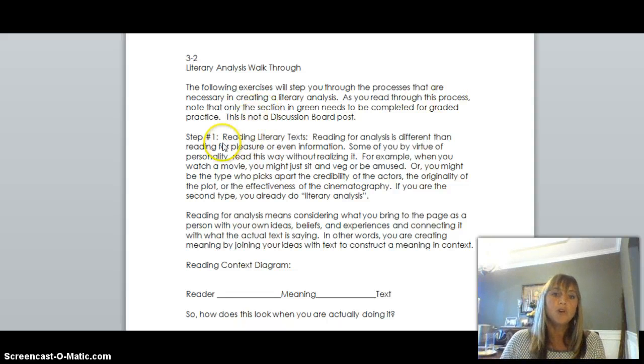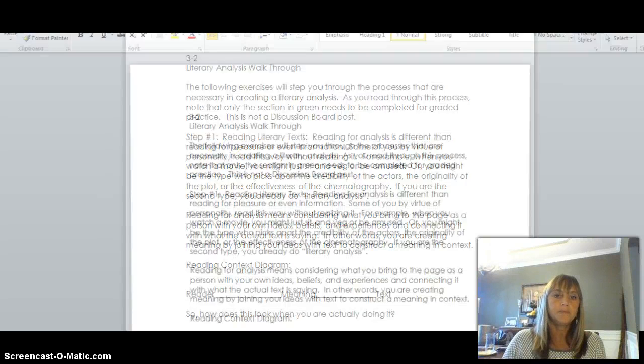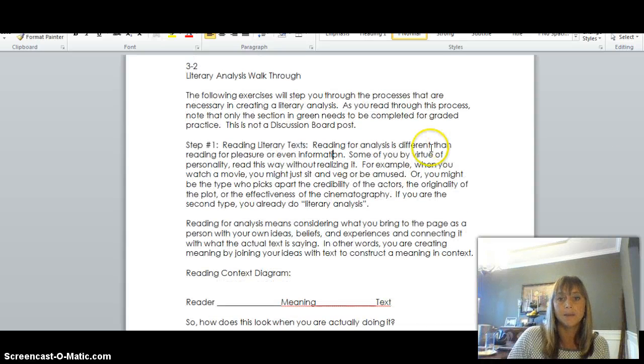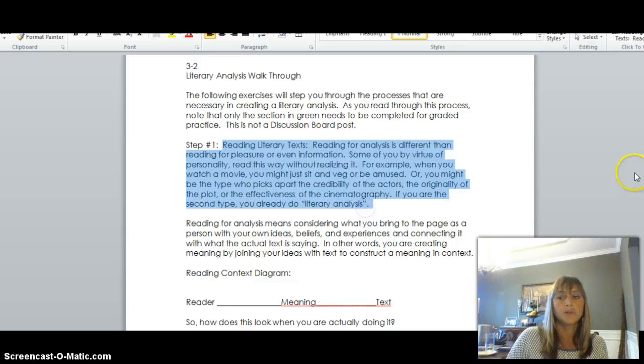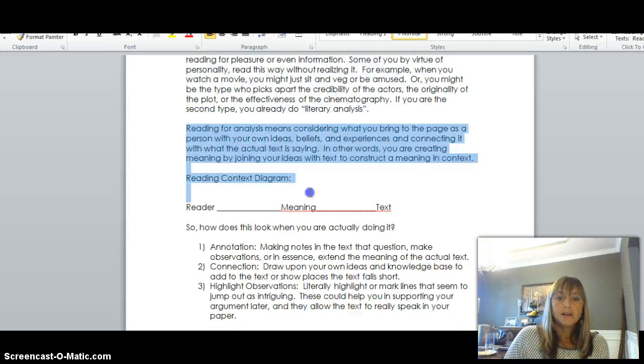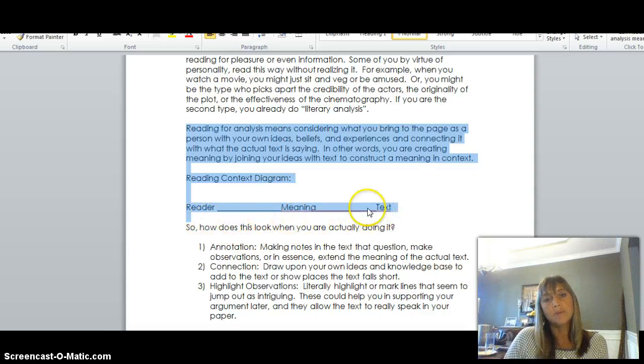Okay? So you already read from last week. You already read the literary text, so that was your first step. You might need to reread because this is something that does take some careful reading. This is talking about really reading for effect, really reading closely. This section here tells you what it means to analyze. You're the reader. The text that you're reading is over here, and the meaning is being communicated between you.